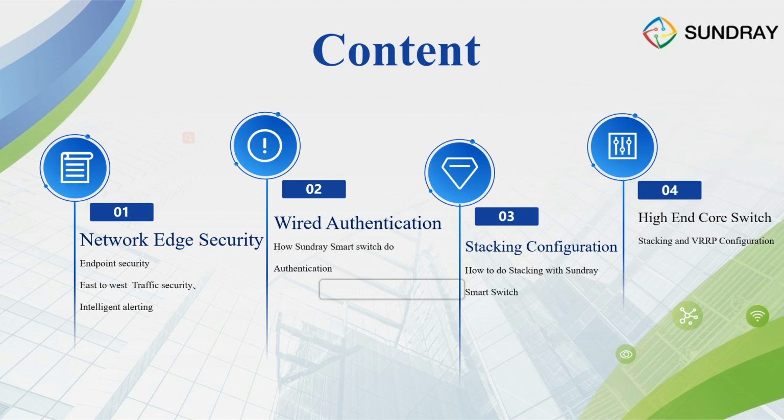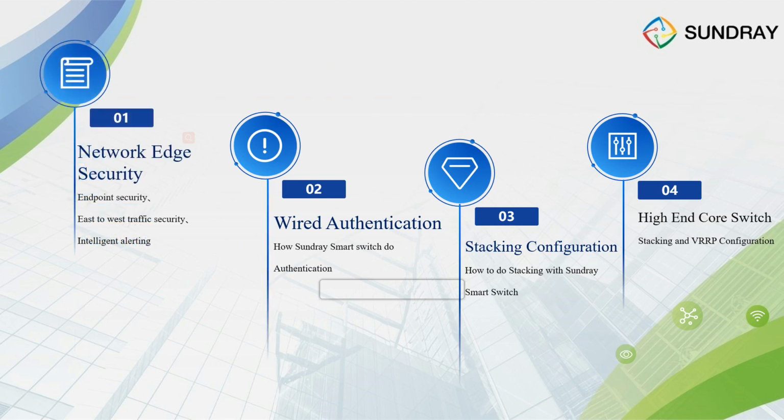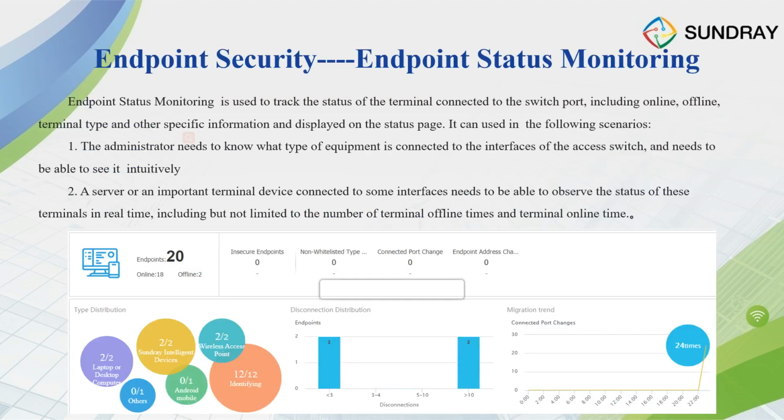First thing is network edge security. For this part, we have three parts. First one is endpoint security. Second one is east to west traffic security. And last one is intelligent alerting. So for the endpoint security, first one is the endpoint standard monitoring.